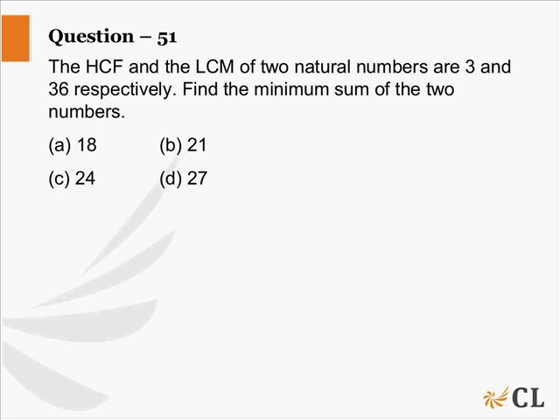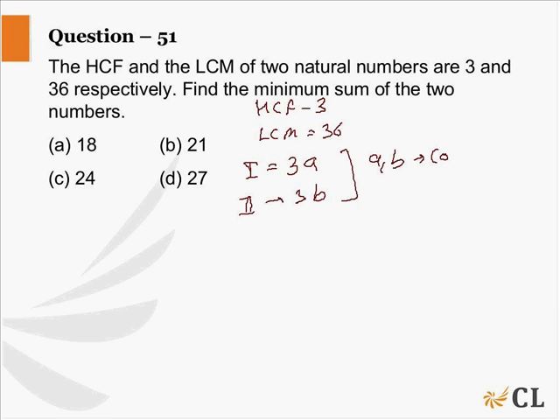Now this is a slightly tough question. HCF of two numbers is 3, LCM is 36. Find the minimum sum of the two numbers. Whenever HCF is given, I can assume the numbers are 3A and 3B. But make sure that A and B should be co-prime.